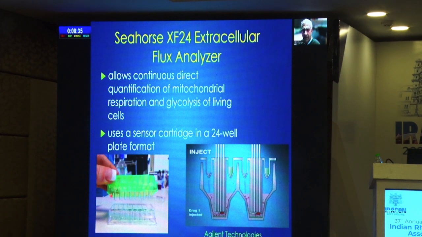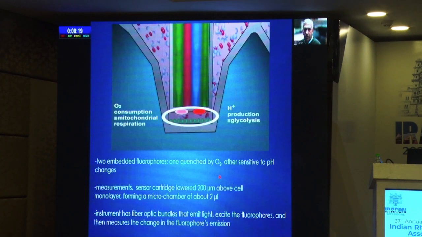Each sensor has 4 wells on top of it, where you can add specific inhibitors, and the machine will inject the inhibitors in a sequential manner as it proceeds. So this is the sensor, and this is the cell layer attached to the plate, and there are 2 embedded fluorophores, one quenched by oxygen and the other sensitive to pH changes.